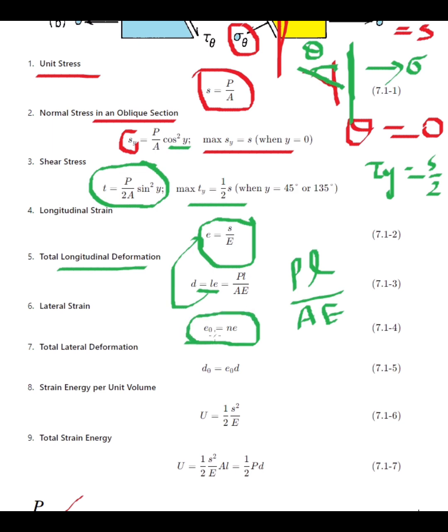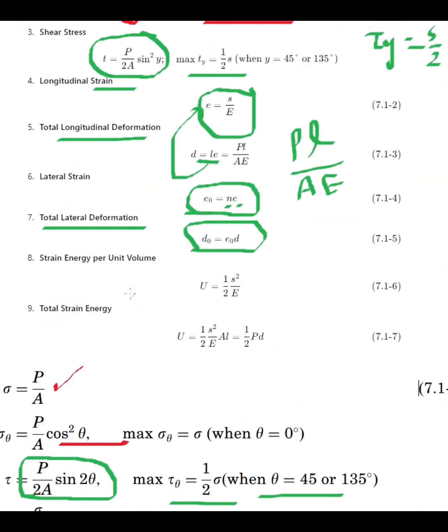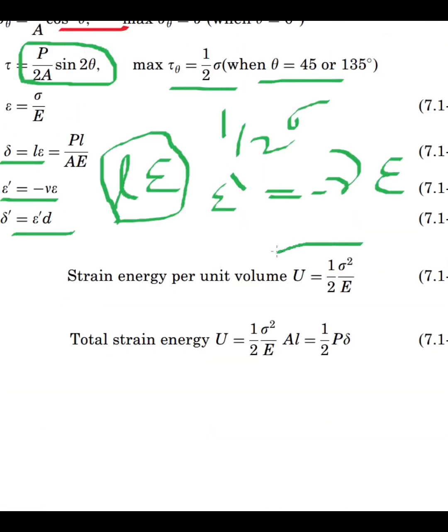Lateral strain is Poisson ratio into longitudinal strain, where E is the longitudinal strain. Total lateral deformation is the change in lateral dimension, that is, lateral strain into lateral dimension. And strain energy per unit volume is half of stress squared divided by Young's modulus.